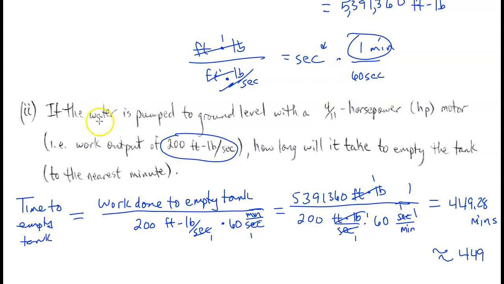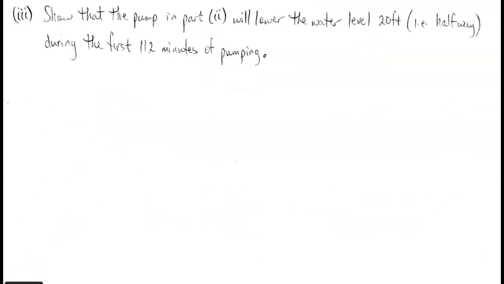So now let's look at part 3 of this example. Part 3 of the example says to show that the pump in part 2 will lower the water level 20 feet. And that's basically saying it's going to get half of the water out of the tank, since the height of the tank was 40 feet. We want to show that basically half of the water will be out of the tank during the first 112 minutes of pumping. Okay. All right.